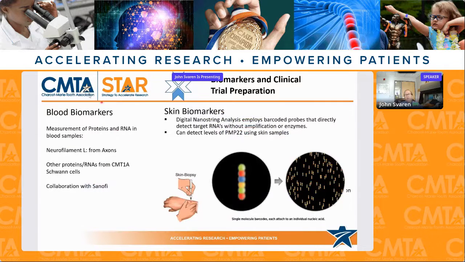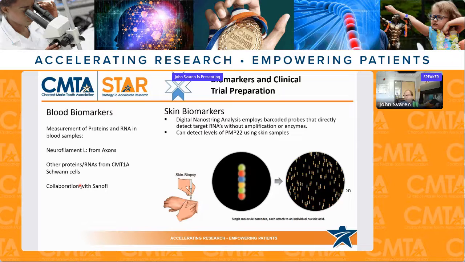In addition, we've been quite interested in trying to look at blood biomarkers, which involves measurement of proteins and RNA in blood samples. And we've been fortunate to collaborate with Sanofi, and we've published a couple papers in the last years in collaboration with Dr. Shai to look at different biomarkers. We have some that are released from axons. We have other protein biomarkers that come from Schwann cells. And we're also looking at RNAs that can be measured from blood biomarkers.